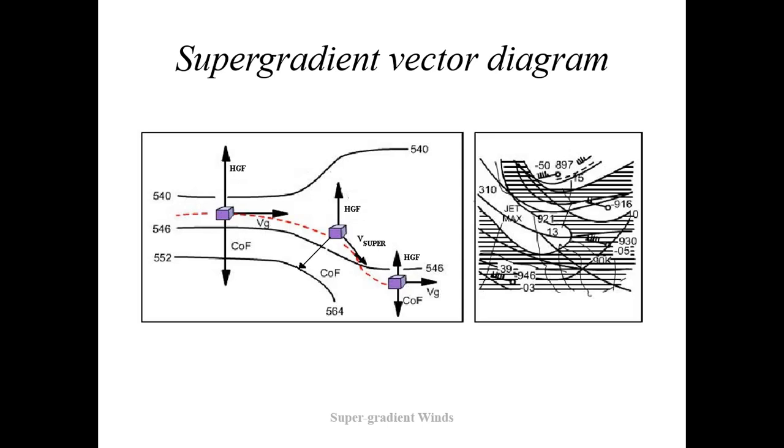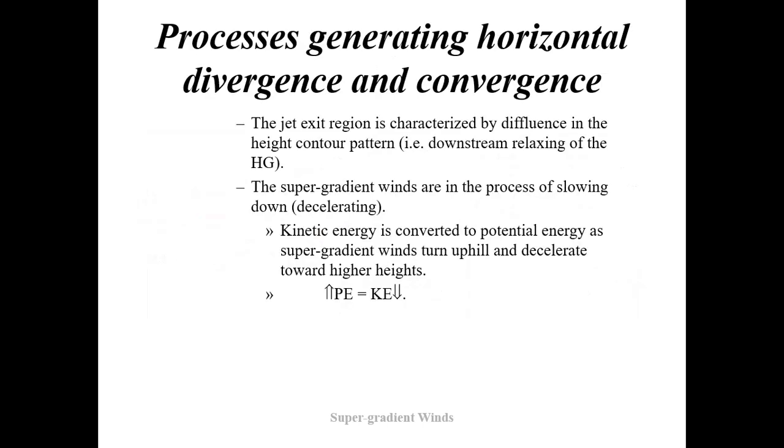That purple box represents the air parcel. Perfect balance between height gradient force and the Coriolis force initially, but as that air parcel comes out of that jet max exit region, the height contours spread further apart, which makes a case where the height gradient force is temporarily stronger than the Coriolis force, and therefore mass is going to be deflected.